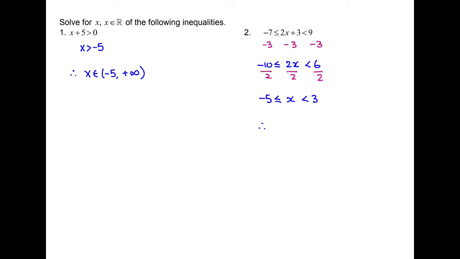Therefore, writing it as interval notation, we say x is an element of square bracket on the negative 5, because including negative 5, all the way up to positive 3, round bracket, because there's no equal sign on the 3.